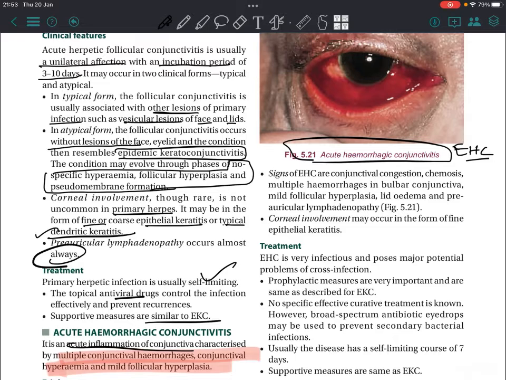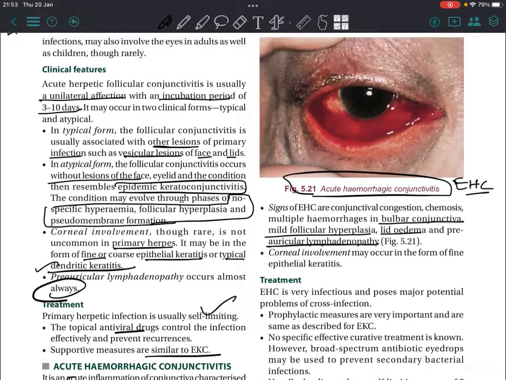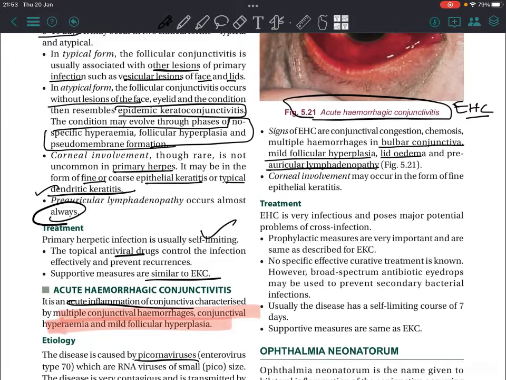Signs of EHC are congenital congestion, chemosis, multiple hemorrhages in bulbar conjunctiva, mild follicular hyperplasia, lid edema, preauricular lymphadenopathy, etc. Corneal involvement may occur in the form of fine epithelial keratitis.